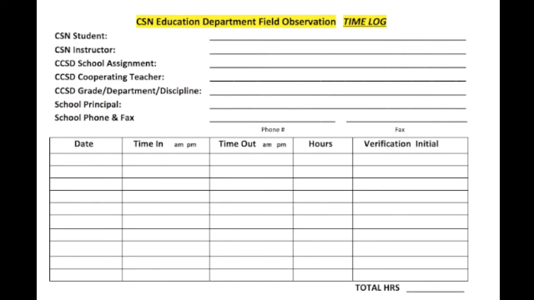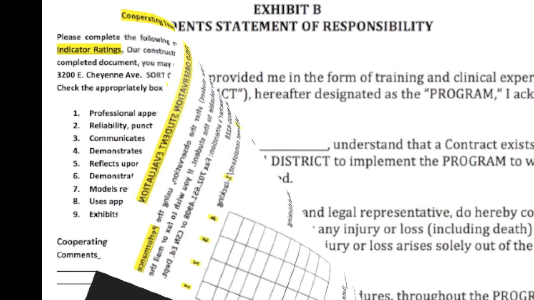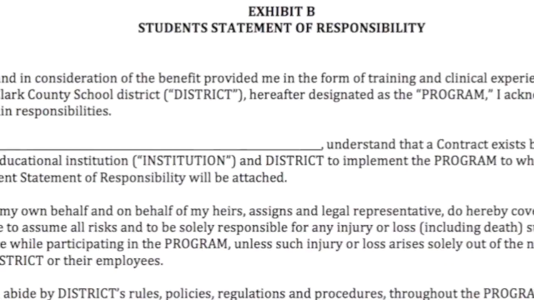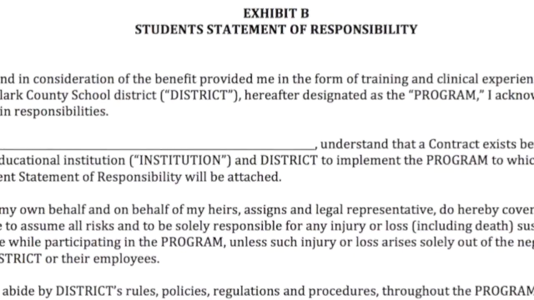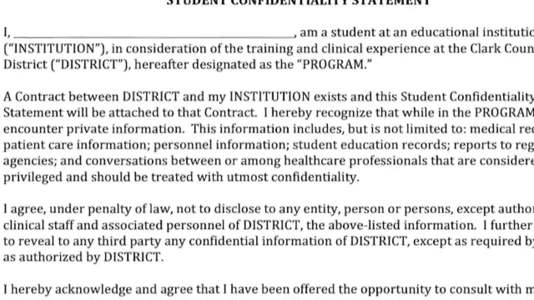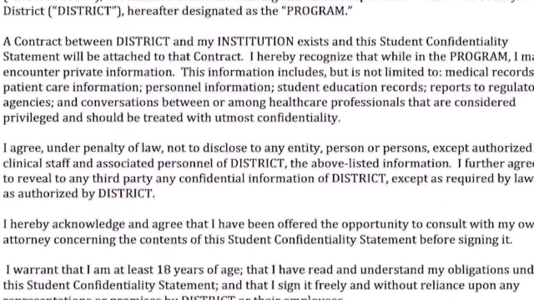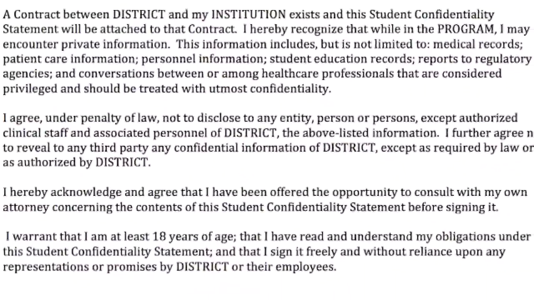The document also includes important information that you and your cooperating teacher will need to ensure a successful validated field observation. The final document you'll need is the school district's waiver forms called Exhibit B and C. These signed forms are returned to your CSN instructor before the first school visit can take place.